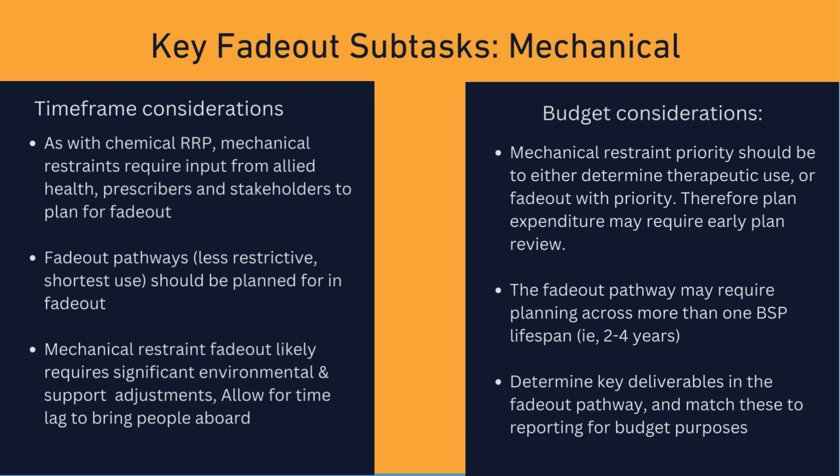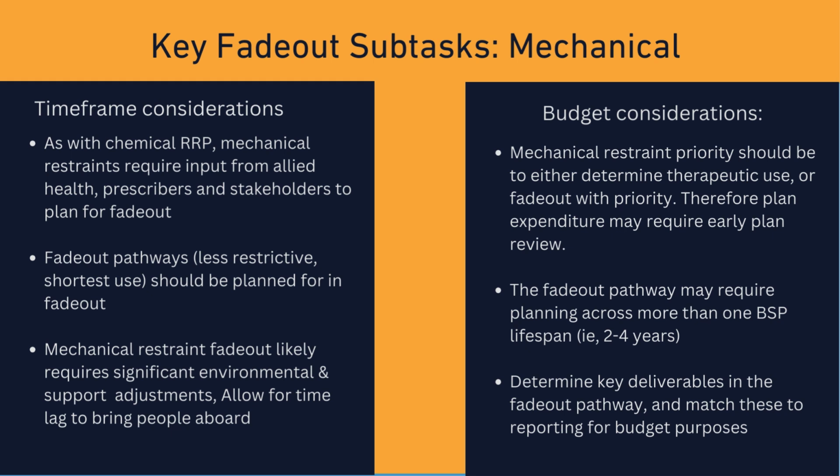In terms of budget considerations, your restraint priority should be to either determine the therapeutic use or fade out with priority. We know that this is a high risk restraint and is particularly infringing upon the person's human rights. It may trigger the requirement for early plan review. Fade out pathways for high risk and complex restraints might require planning across more than one BSP. So you may move from a high risk restraint to a lower risk restraint. So it may be 2 to 4 years. That is still fade out because you are planning it consistently, the way we're going to approach this to reduce the risk and increase the safety and rights for the person.